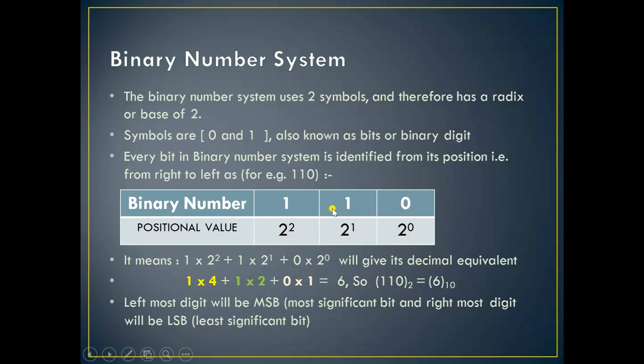Then you have to write the particular digits according to this binary base. Now you can see 1 into 2 raised to power 2, then this 1 multiplied by 2 raised to power 1, then 0 multiplied by 2 raised to power 0, and the result will be 6. So the answer of 110 is 6. Here also the leftmost digit is the MSB, most significant bit, and the rightmost digit is the LSB, least significant bit.